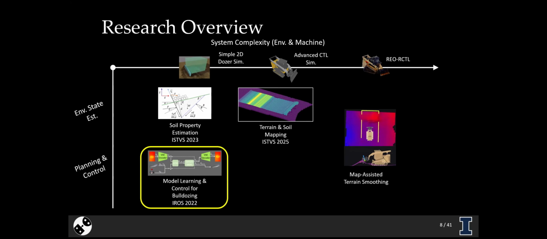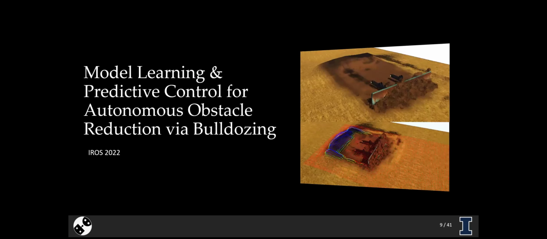We're going to start by talking about this model learning and predictive control for bulldozing briefly. This is actually where I started some of my initial work in this area. I was really eager to get working on a terrain shaping task to begin with, potentially oversimplifying the problem a little bit, but it provided motivation for the following work.